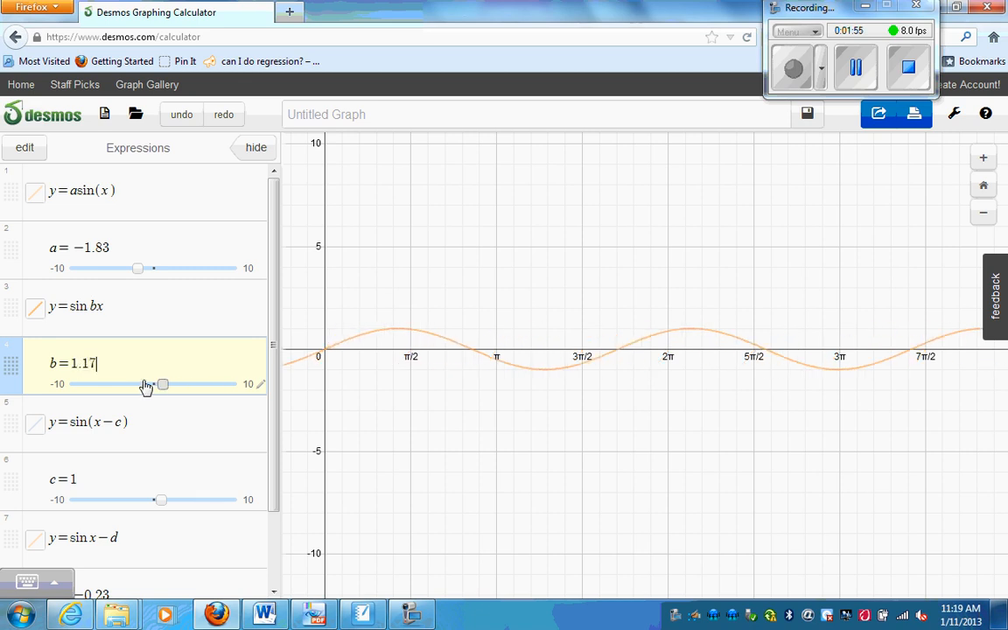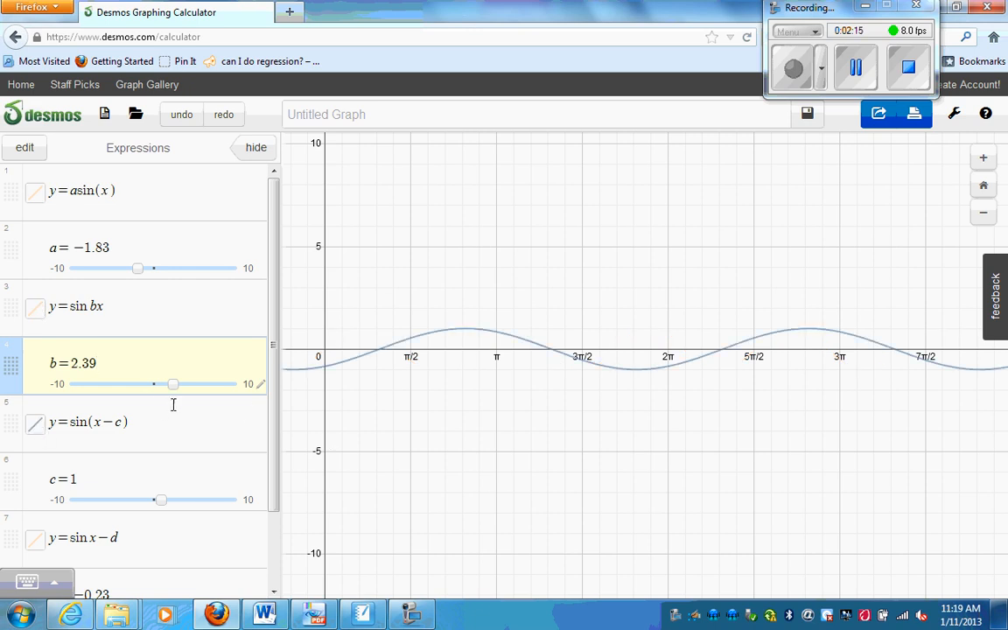And again, if I make the b value negative, it looks like it does something similar. So let's look at what happens when I go negative. Oh, interesting. It inverts it. Okay. So a was amplitude, b affects period.